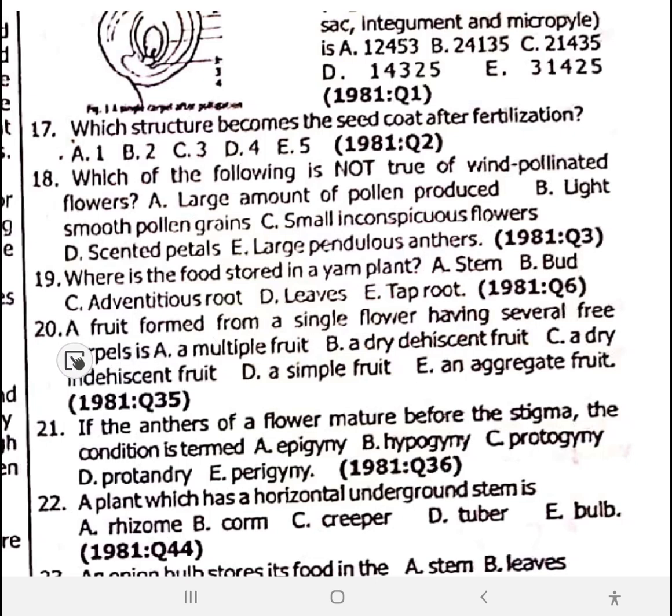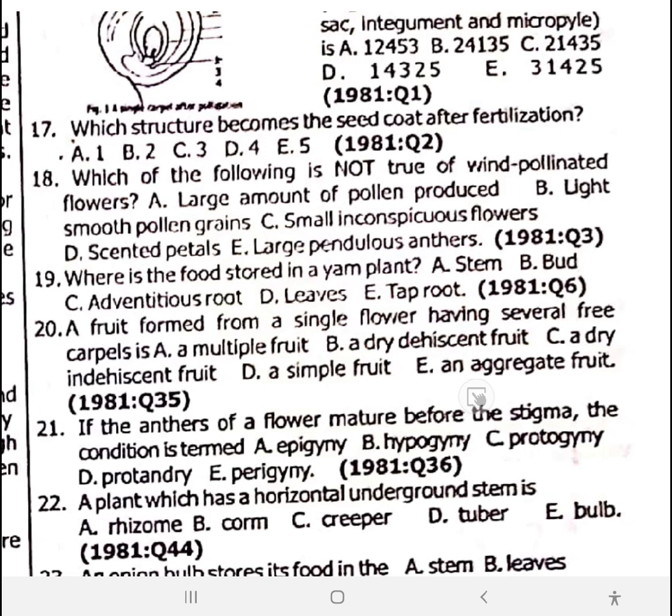Question 20. A fruit formed from a single flower having several free carpels is, let's see, an aggregate fruit. So write for me. An aggregate fruit is a fruit that is formed from a single flower with several carpels. I would like us to take this point down, and we'll stop here to continue from the next video.